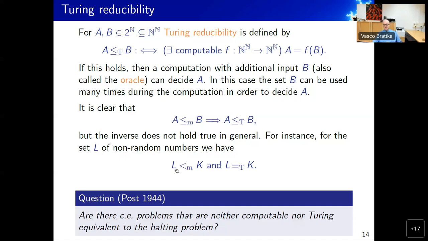So there are examples like the set of Lawful numbers that I just mentioned, which is Turing equivalent to the halting problem, but not many-one equivalent. So it was an example of a set which is not many-one equivalent to the halting problem, not computable, but CE. Now, since the set of Lawful numbers is equivalent to the halting problem, this raises once again a question that I mentioned before for many-one reducibility, but now for Turing reducibility. Namely, are there any CE problems which are neither computable nor Turing equivalent to the halting problem? So obviously the set of Lawful numbers can no longer be an example because it is Turing equivalent to the halting problem. We need other examples.